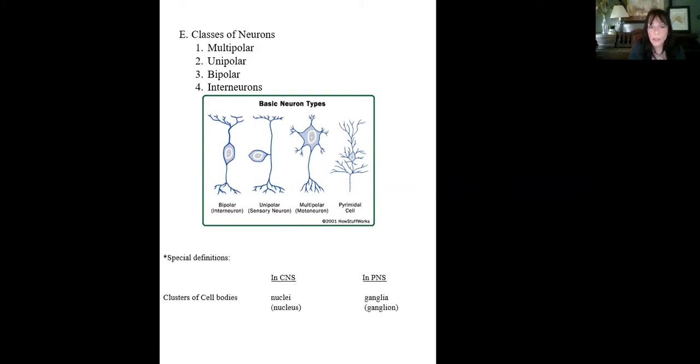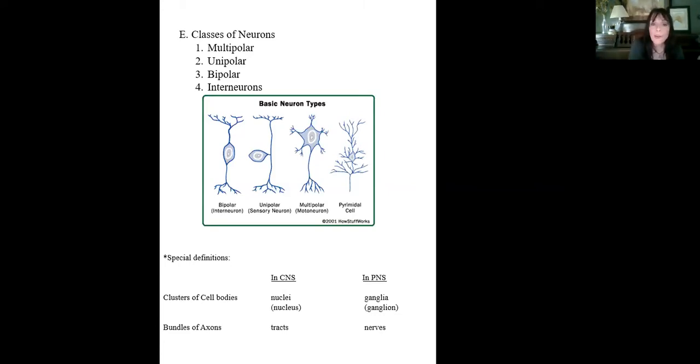Special definitions you need to know, and I rest my case again about plural. If you're in the central nervous system and you have a cluster, a group of cell bodies all together, in the CNS, those are referred to as nuclei. One cluster would be a nucleus. It is not the same thing as a nucleus within the cell. Wish somebody would have been a little more creative when they named all these things, but I wasn't alive then.